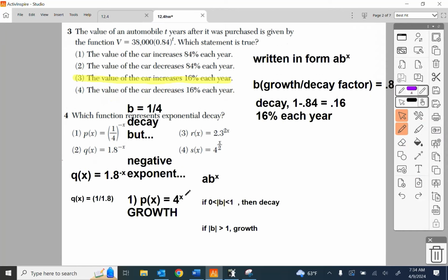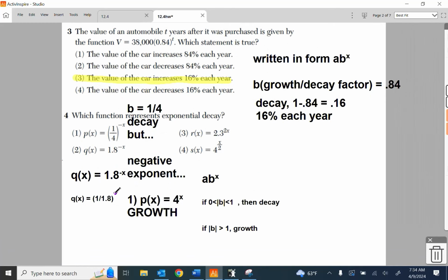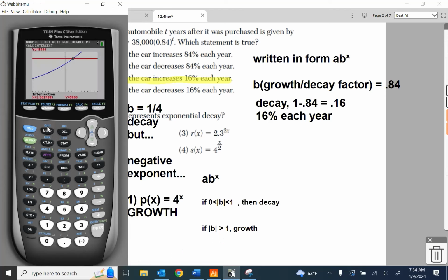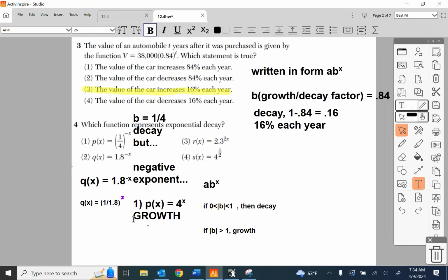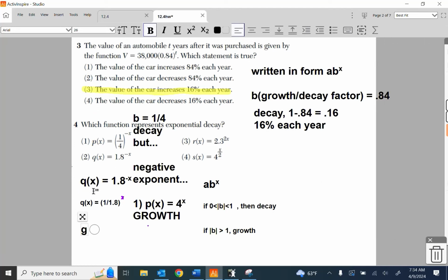Oh yeah, I was stuck up in exponential space. There we go. Now if I take 1 and divide it by 1.8, I'm going to get a fraction. I should be able to make it a nice looking fraction of that. Yeah, 5/9. So anyways, it turns into 5/9 to the x. That was called q. And that, boys and girls, is decay.